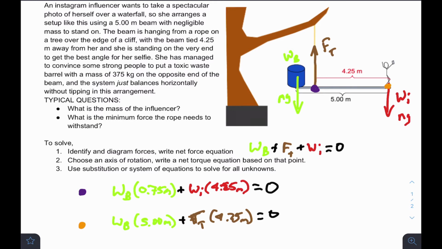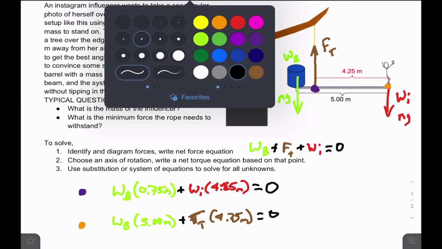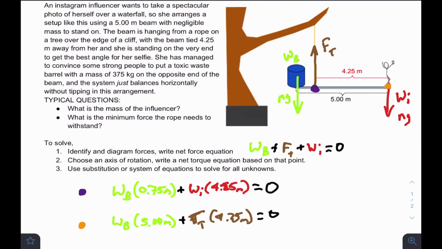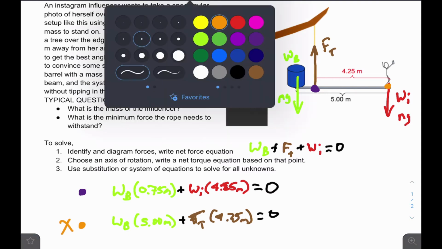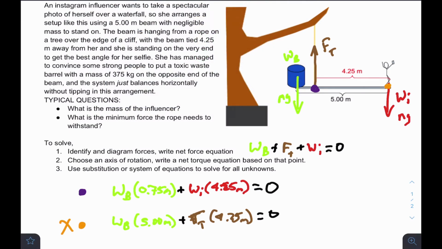In fact, this would be the one that you could directly use to solve for the tension on the rope, and the purple one is the one that I could use to solve for the weight of the influencer, or the mass of the influencer. All right. Once I've solved for the unknown of either one of those, then I just use my net force equation here to solve for the other of the three. So I'm going to use this one right here.